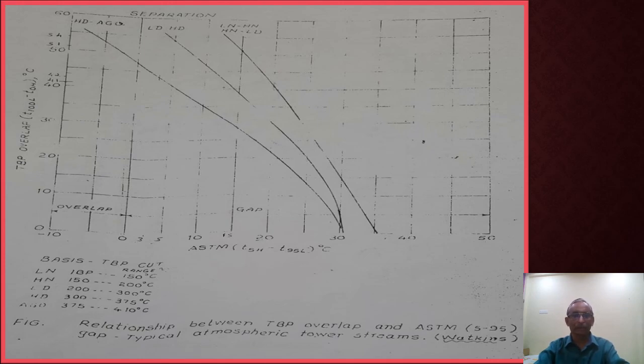On the x-axis we have the ASTM temperature difference of 5 minus temperature difference of 95 for the respective fractions. Suppose you are finding for light naphtha to heavy naphtha, we refer to this particular curve. Heavy naphtha to light distillate, the same curve. Light distillate to heavy distillate, this another curve. Heavy distillate to AGO, this particular curve. By referring to this ASTM difference, you can identify on the y-axis the TBP overlap that we calculated in the earlier slide.